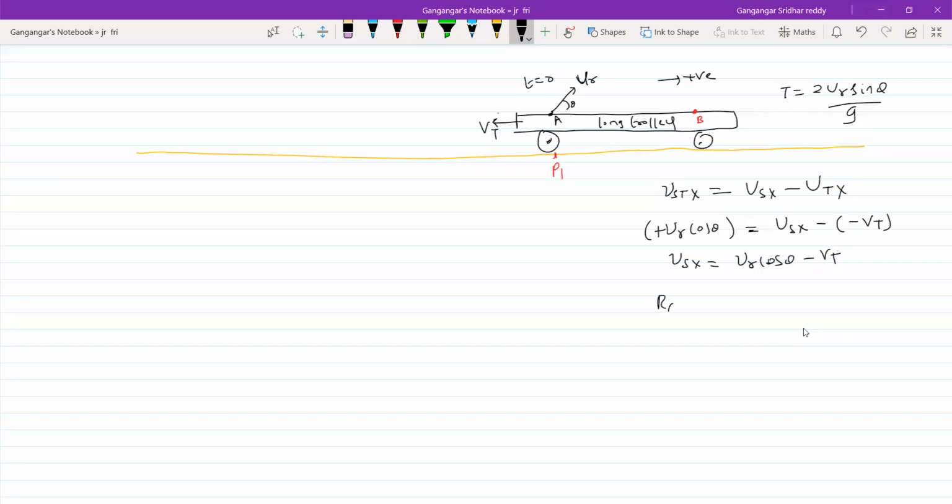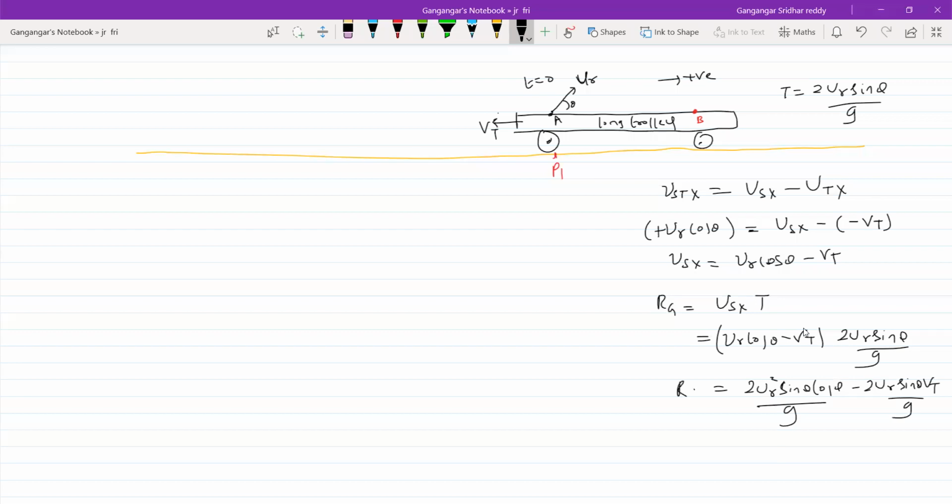So range with respect to ground is ux into time of flight. So this will be ur cos theta, so 2 ur square sine theta cos theta by g. Range with respect to trolley. So what is the formula going to be? Range with respect to trolley will be ur cos theta into t.